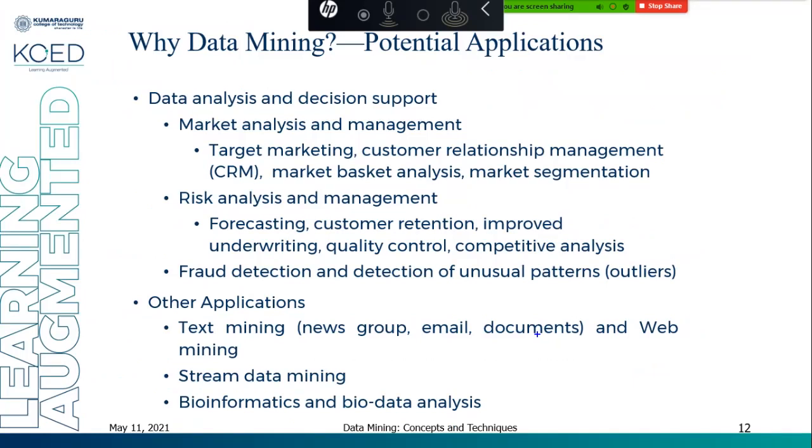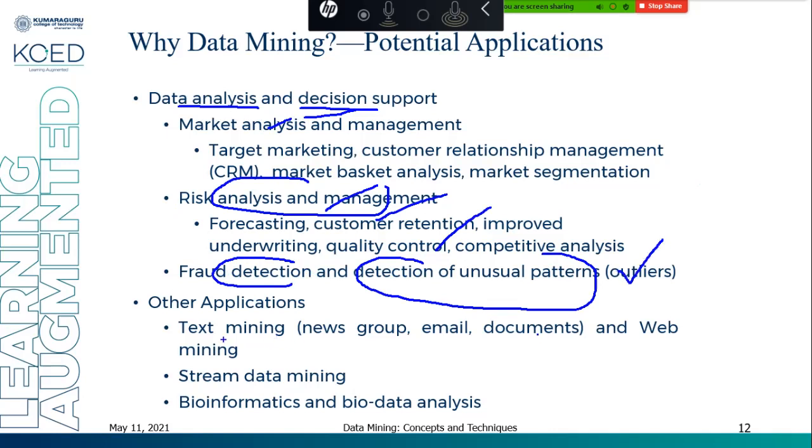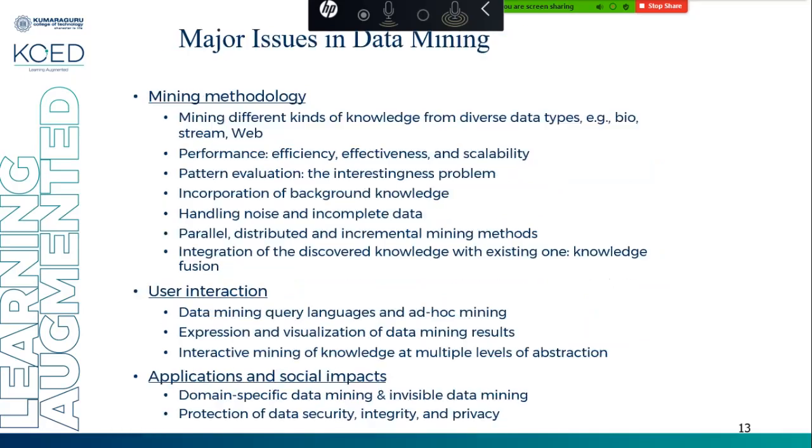A lot of things. For example, to analyze whether a team will win the match or not, we can apply the data mining concept. Raining, we are applying the data mining concept. So data mining is applied in various places. For example, marketing analysis and management, data analysis and decision support, marketing management analysis, and risk analysis management like forecasting, customer retention, and quality control. Data mining is applied for fraud detection, detecting unusual patterns, that is known as outliers. Other applications include text mining, like newsgroups, news, email documents, stream data mining, bioinformatics and biodata analysis. We are applying the data mining concepts there.